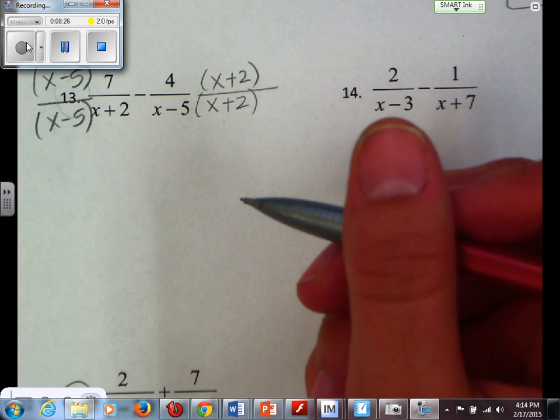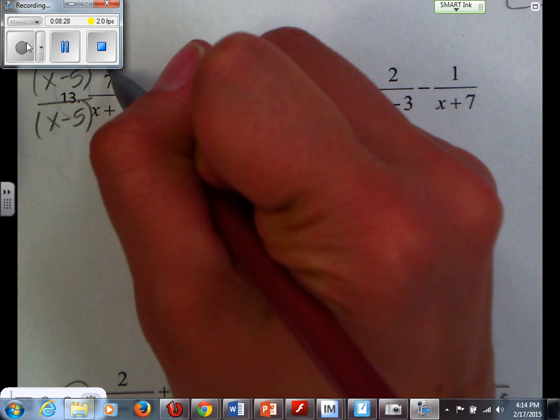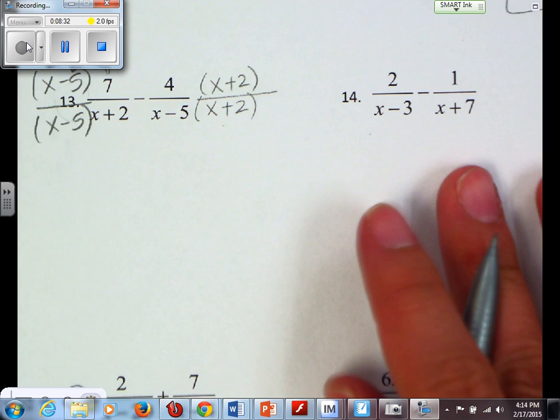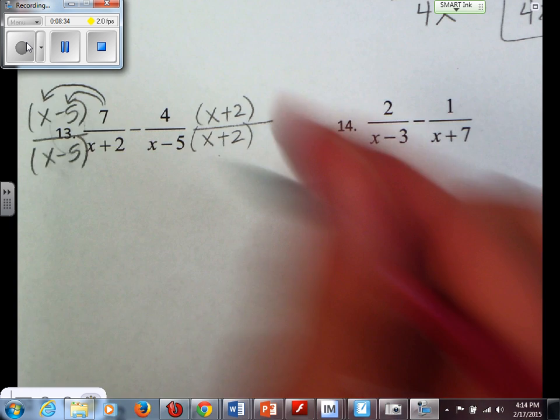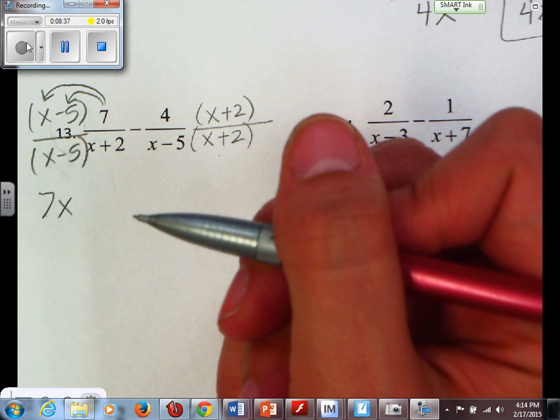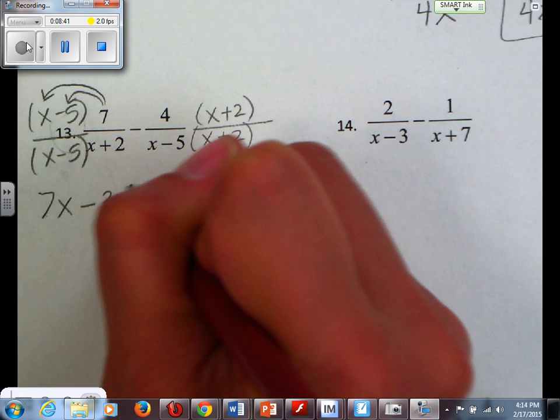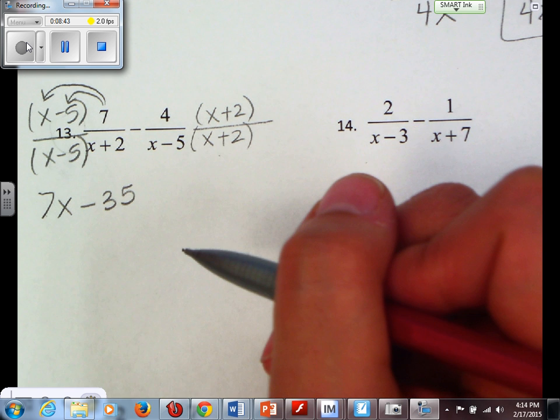Okay, and this is where it gets a little bit complicated. You're going to have to distribute the 7 to the x and the 7 to negative 5. What is 7 times x? 7x, good. What is negative 5 times 7? Good. 7x minus 35?